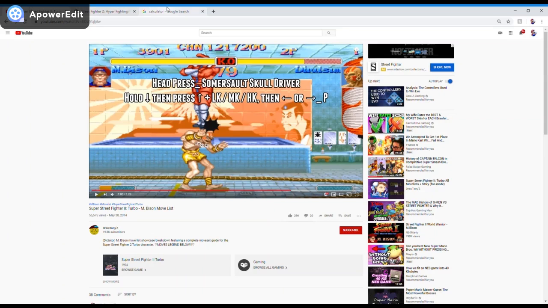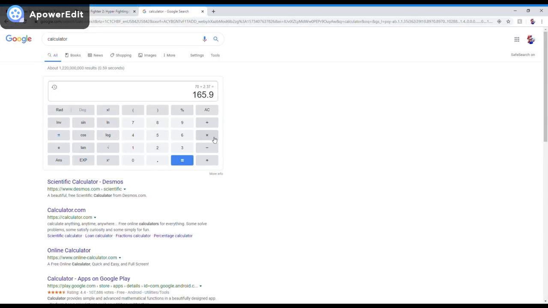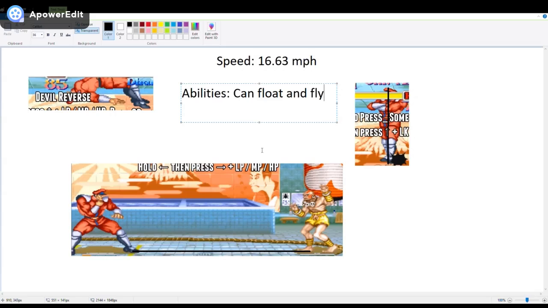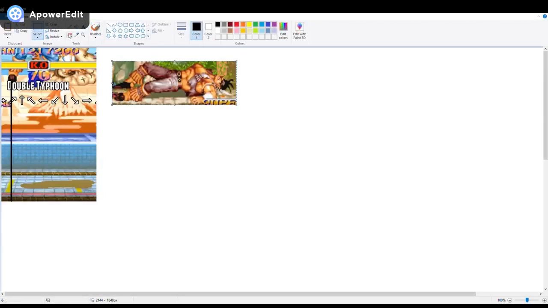So we can then use a calculator, multiply by frames per second, and divide by how long the move is active. Divide by 17, and that's how many inches he can travel per second. This is equivalent to 16.634 miles per hour. So, summary, he can travel 16.63 miles per hour. He can also float and fly, as you can see in the images further left and also further right.